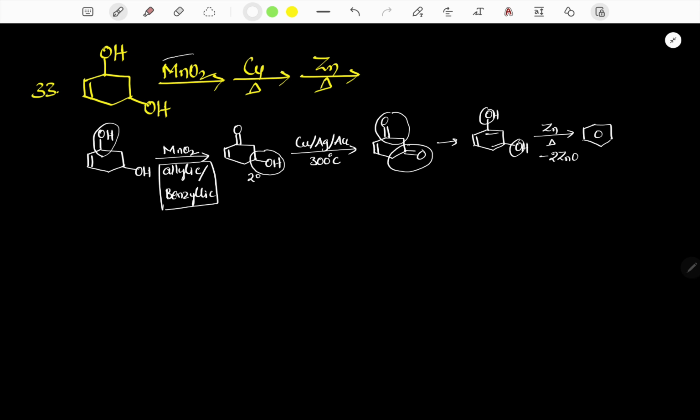So the first reaction is oxidation of allylic and benzylic alcohols only, then copper oxidation, and zinc to remove the oxygen from the aromatic compounds.